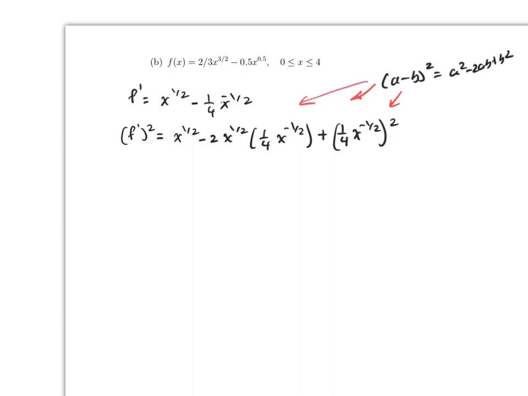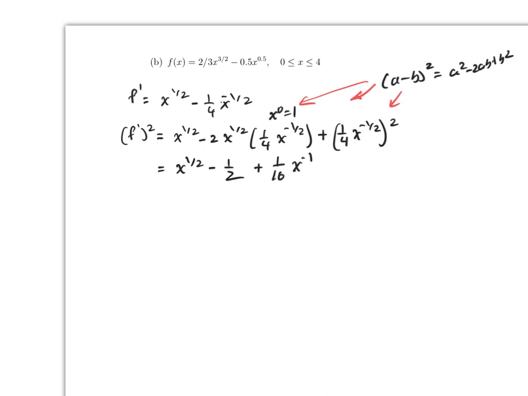And then you simplify, you'll end up with x to the 1/2 minus 1/2. How do I get that? This gives you 1/2. This times that gives you x to the 0. Anything to the 0 power is 1. And then plus 1/16 x to the minus 1.